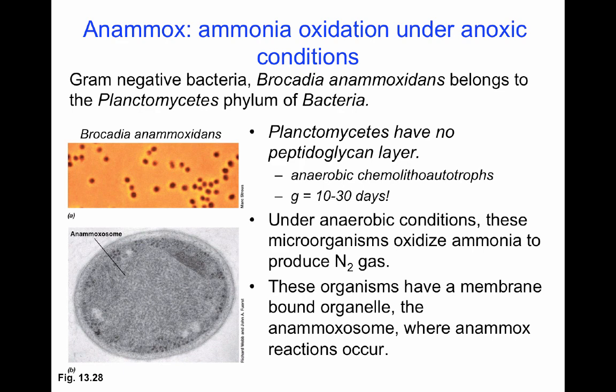We're going to be looking at Brocadia anammoxidans, which is the microorganism that has been shown to produce this kind of reaction. They are gram-negative bacteria, and they belong to the phylum Planctomycetes. The Planctomycetes don't have a peptidoglycan layer. They are anaerobic chemolithotrophic microorganisms.